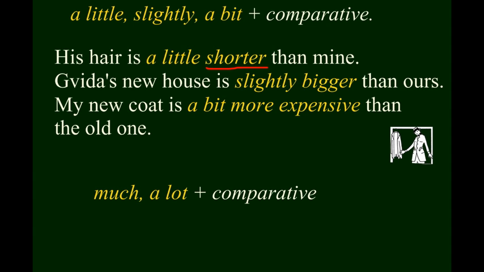Another example. Gvida's new house is slightly bigger than ours. Gvidos naujas namas yra šiek tiek didesnis nei mūsų. So we have slightly and bigger, the comparative degree of the word big. So that means that our house is not as big as Gvida's, but just a little. And the last example. My new coat is a bit more expensive than the old one. So we have a bit and the comparative degree, more expensive. So, that's it with a little, slightly, and a bit.